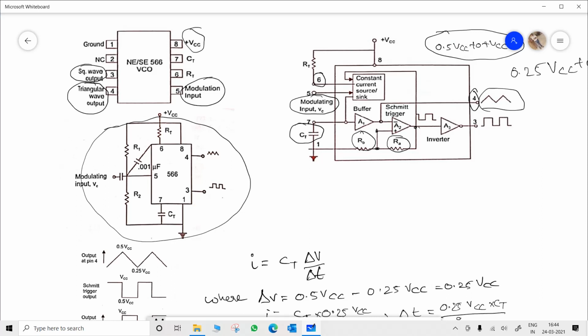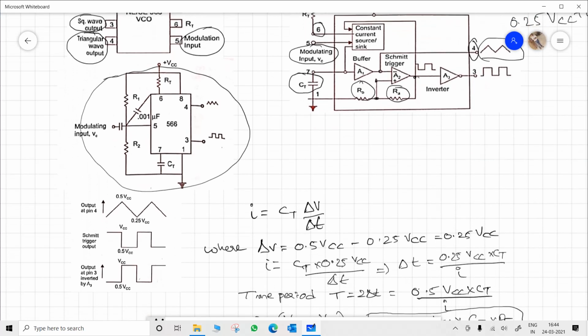If a Schmitt trigger has a high voltage, it will be converted to a low voltage, and conversely. So whenever the Schmitt trigger is at the low voltage, that is 0.5 VCC, it will be converted into plus VCC. Whenever the Schmitt trigger is at plus VCC, it will be converted into 0.5 VCC.